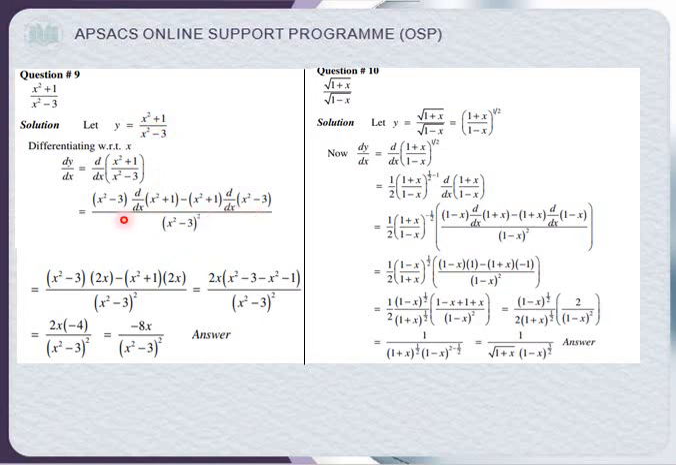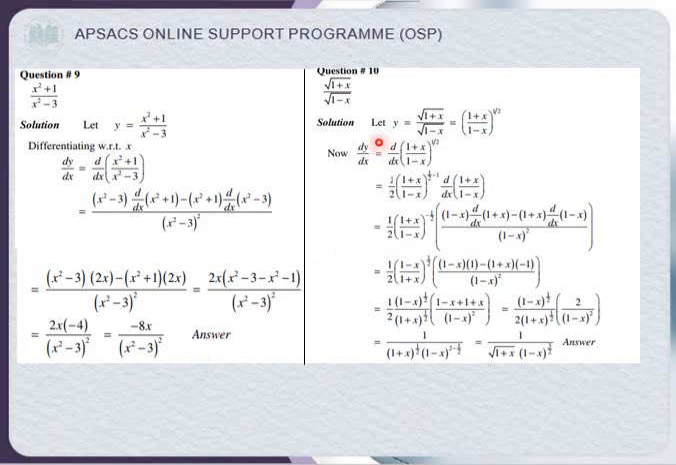Now by simplification, the derivative of x squared is 2x, minus, the derivative of x squared is 2x. Again simplifying, I took the common 2x here, so x squared minus 3 minus x squared minus 1 remains. x squared minus x squared we can cancel, minus 3 minus 1 is minus 4, so minus 4 multiplied by 2x gives minus 8x upon x squared minus 3 whole squared, and that is the required answer.